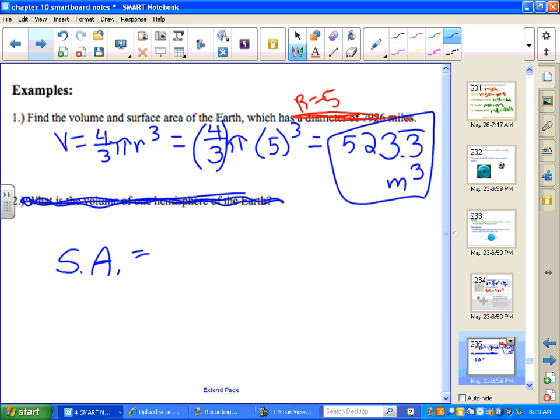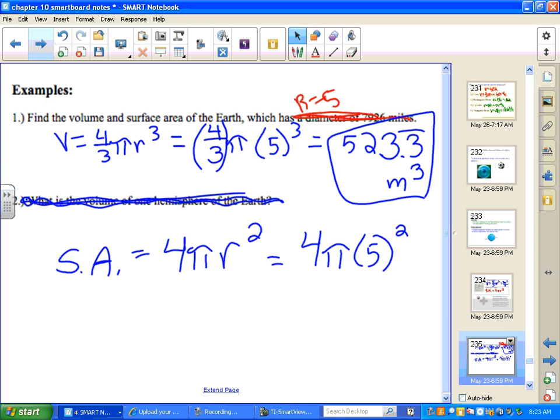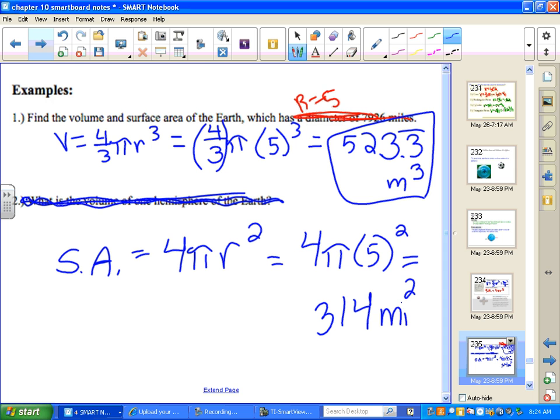All right, so let's do surface area. 4 pi r squared. Okay? 4 times pi times 5 squared. I would type it into your calculator just like that. 4 times 3.14 times 5 in parentheses, and then outside of the parentheses, caret 2, or you can just hit the square button. Either way, Sean, what do you get? Good. I'm just going to round it to 314 miles squared.